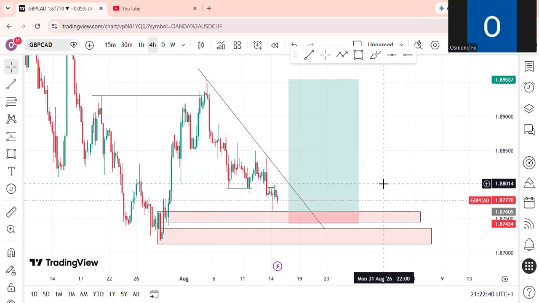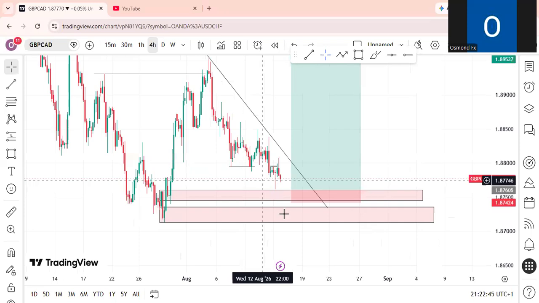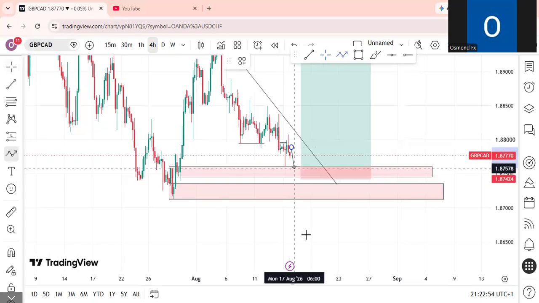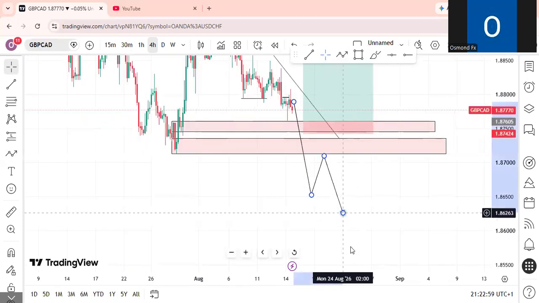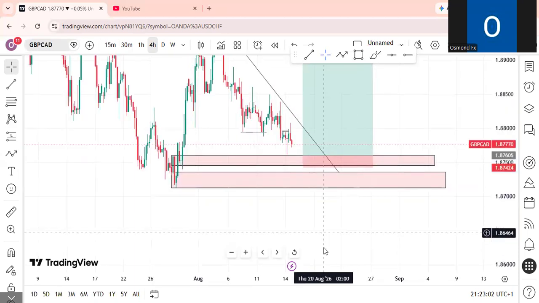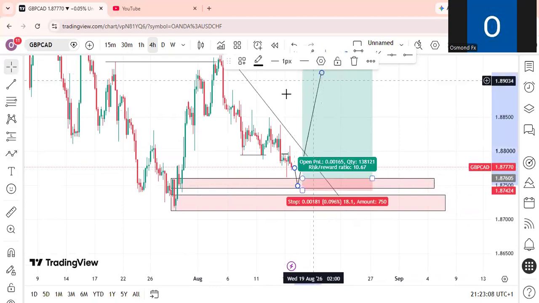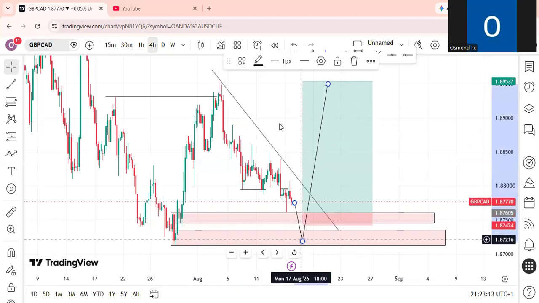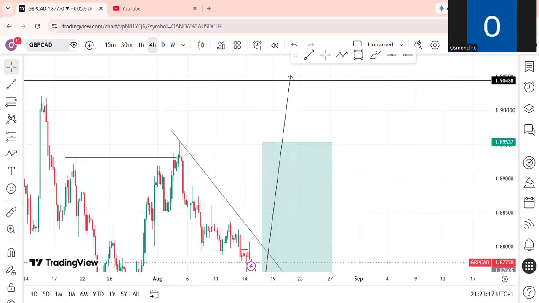Okay. So these are the two areas I'm going to be expecting the market. If the market didn't respect any of these demand zones, if anything makes the market break below here, then we're going to be expecting more selling opportunity to the downside. But as far as the market stays above this demand zone, you're going to be expecting buys from here or here or this low to the upside. So that's going to be my analysis for GBP CAD coming next week.